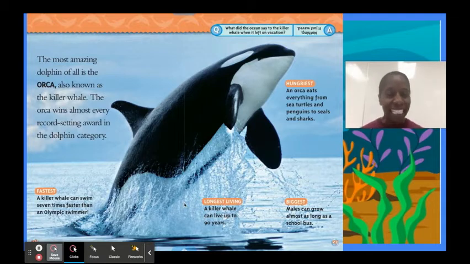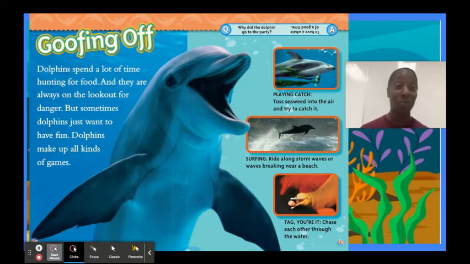Longest living, a killer whale can live up to 90 years. Amazing. Biggest, males can grow almost as long as a school bus. Whoever would have thought that? Hungriest, an orca eats everything from sea turtles and penguins to seals and sharks. Wow, I would not want to get in his way.